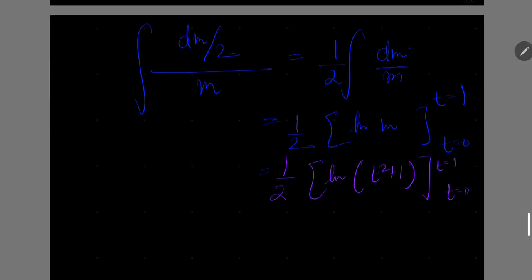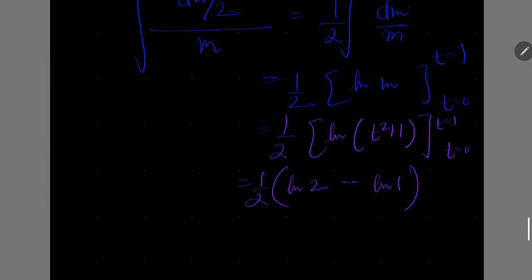Put the limit, instead of t put 1. It becomes 1 by 2 ln 2. Now instead of t put 0. It becomes ln 1. ln 2 minus ln 1. ln 1 is 0. So the answer is 1 by 2 ln 2. This is the answer. You can say ln root 2. This is the answer, right?